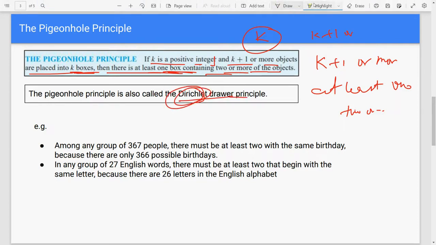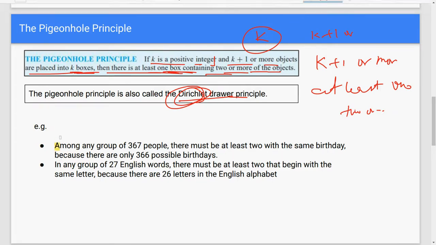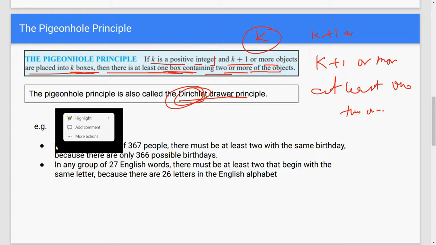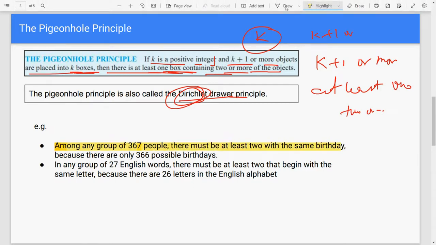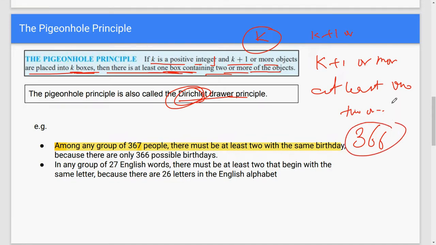Let's discuss some examples similar to this. What is the example? Among any group of 367 people, let's say in your school there are 367 people, there must be at least two with the same birthday. How is this going to be true? Let's say we are considering the leap year also. So we know that there are 366 different dates in a year. It may happen that someone is born on 1 January, someone on 2 January, someone on 29th February, 4th September, 29th September, 10th December. So a total of 366 possibilities are there.